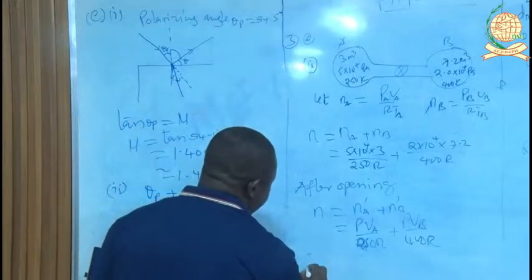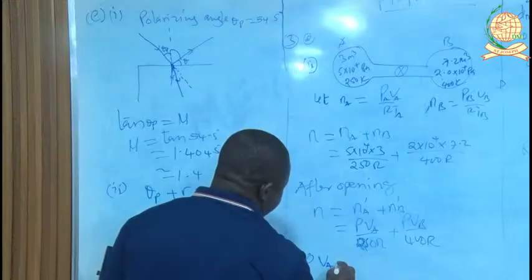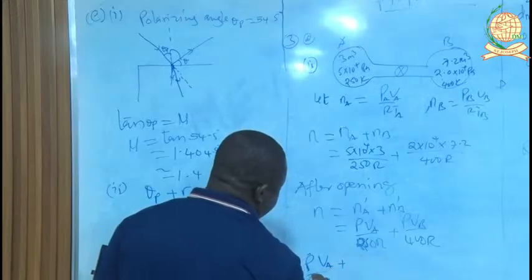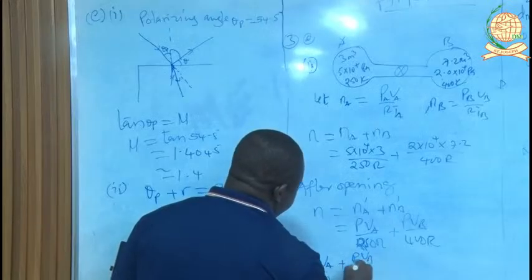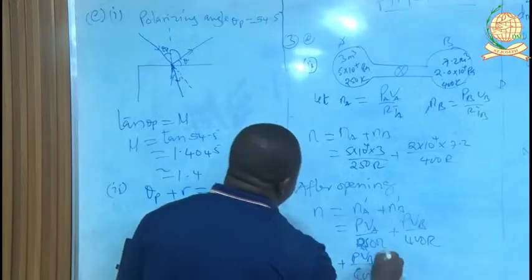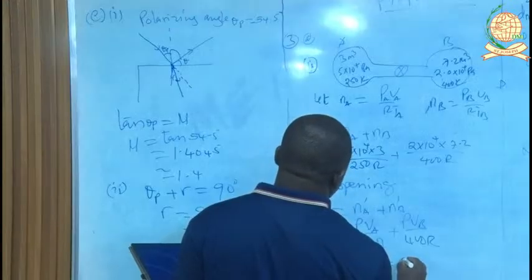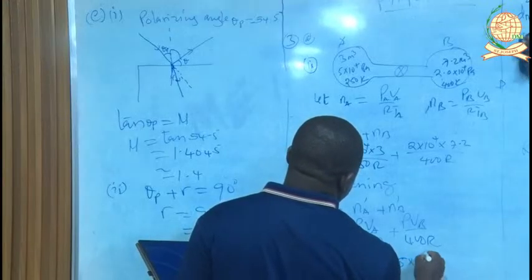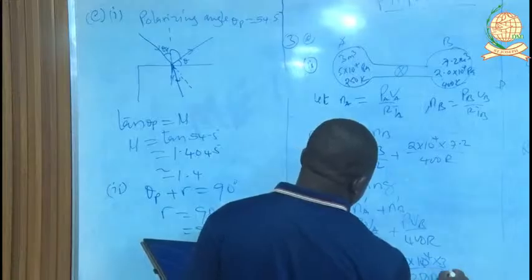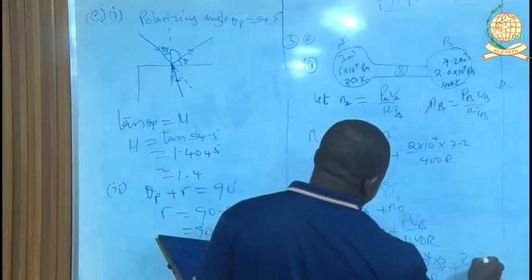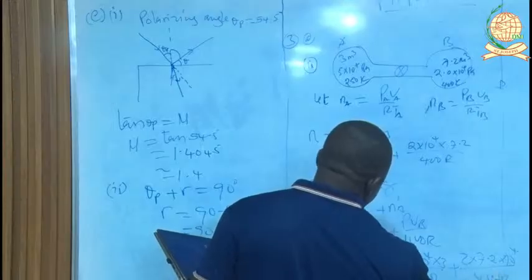But the total number before opening and after opening remains the same. So by comparing, you can have P V_A over 250 R plus P V_B over 400 R equals the initial one, which I didn't calculate, equals 5 times 10 to the 4 times 3 over 250 R plus 2 times 7.2 times 10 raised to 4 over 400 R.